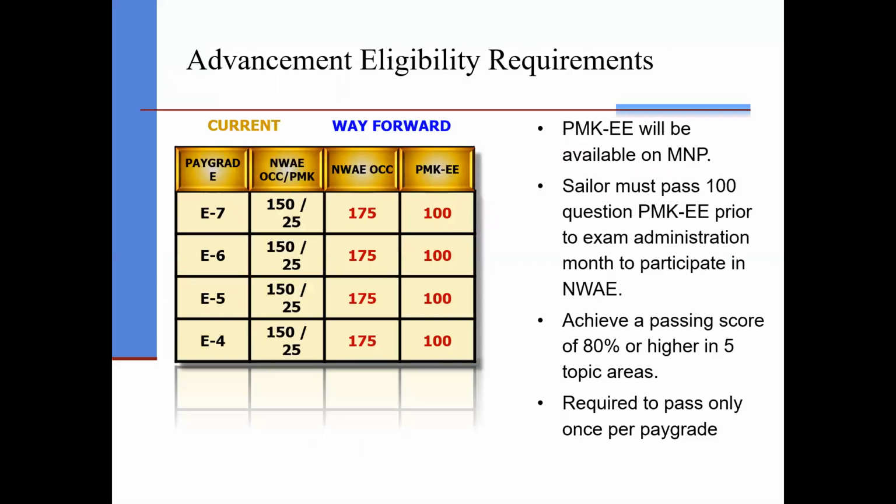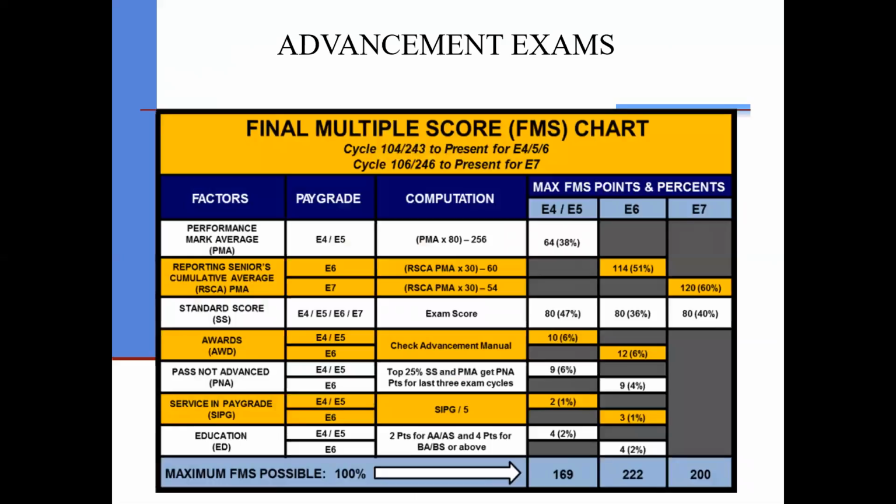Advancement eligibility requirements. PMKEE will be available on the My Navy portal. Sailors must pass the 100-question PMKEE prior to exam administration month and participation in the Navy-wide advancement exam. Sailors must achieve a passing score of 80% or higher in 5 topic areas. You're required to pass only 1 per pay grade. Advancement exams.